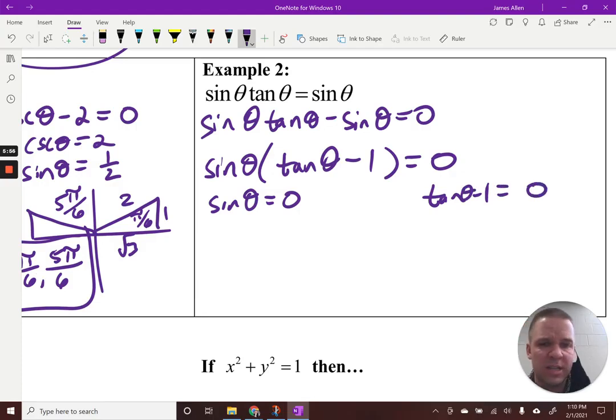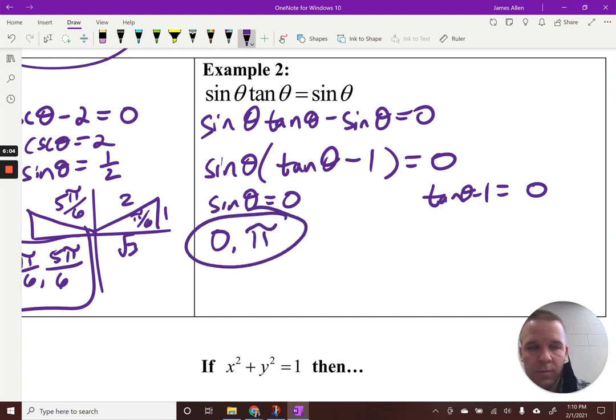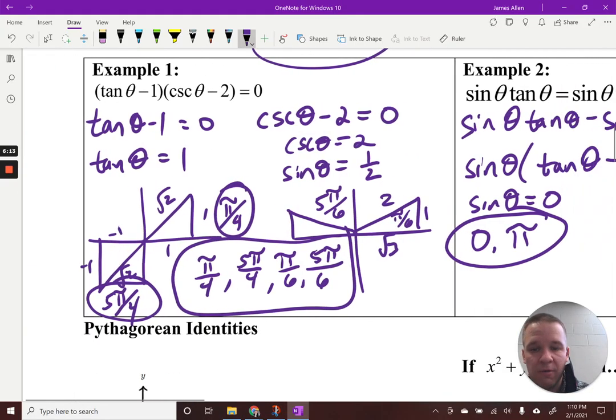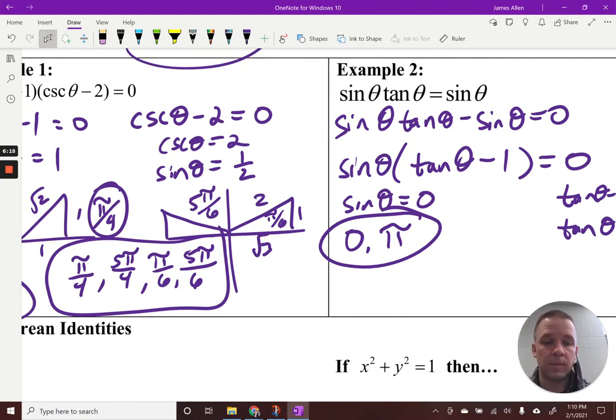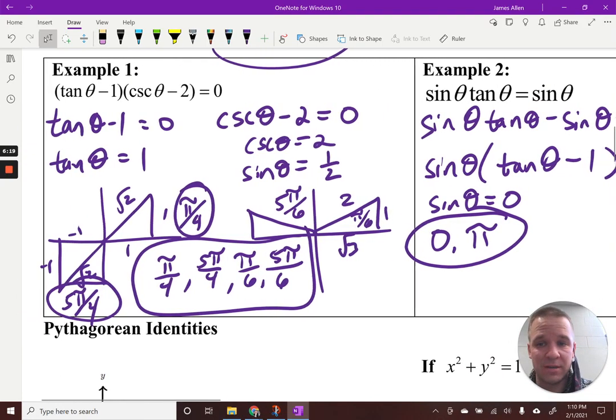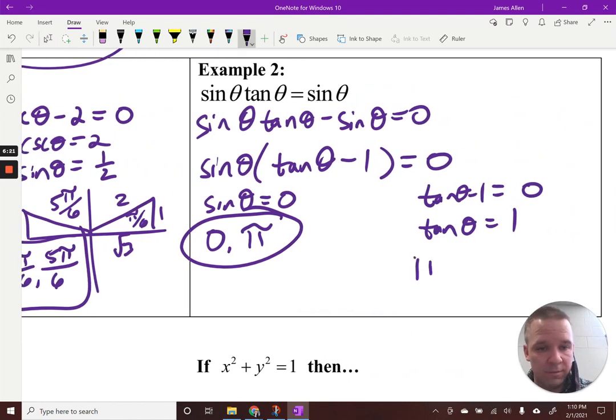So where does sine equal 0? When's my y-coordinate going to be 0? Well, that would be at 0 and at pi. Whoop, whoop. Then my tangent, when's tangent going to equal positive 1? Actually, hey, we just did that. It was pi over 4 and 5 pi over 4. So since we already have that done, I don't even need to draw that up again because we just did it, right? So pi over 4 and 5 pi over 4.